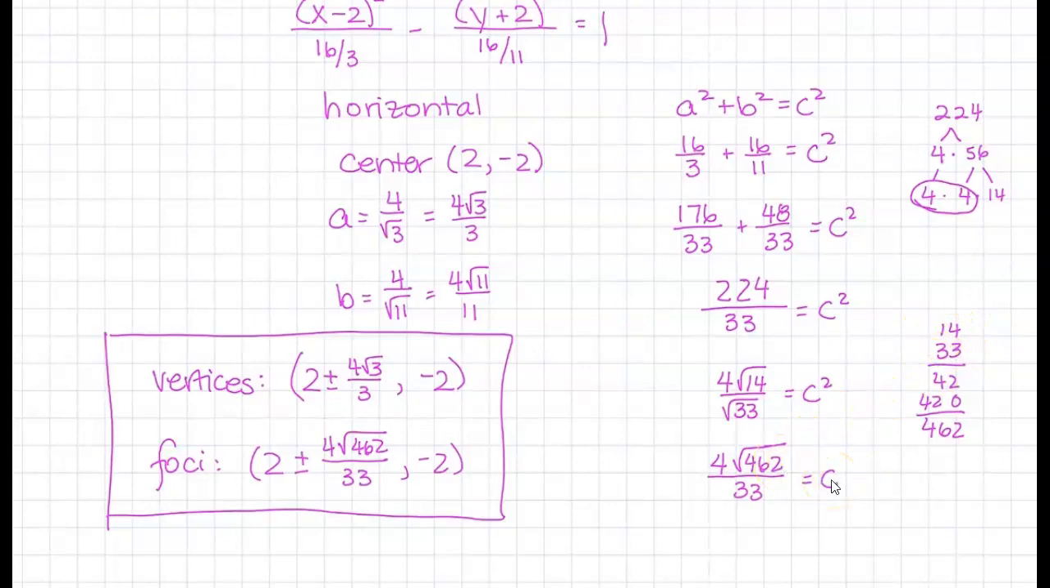So there's my c. And then, to find the vertices and the foci, again, it's a horizontal hyperbola, so we're going to measure horizontally from the center. It's all about the x-coordinate. So from the x-coordinate, we're going to add and subtract a to get the vertices. And then for the foci, we're going to add and subtract c from the x-coordinate of the center. And there we go. So there's 3 examples in a nutshell, and you can try some on your own. Have fun.